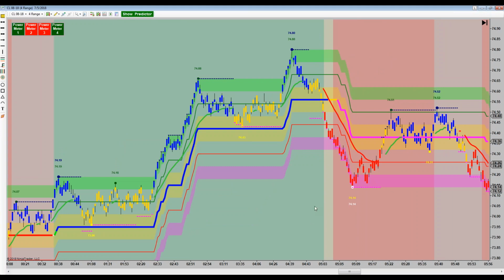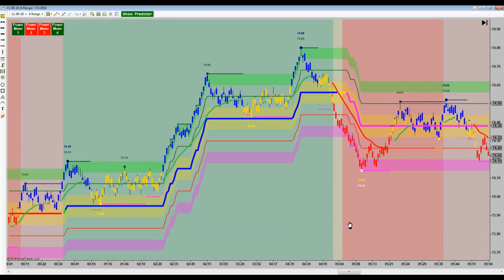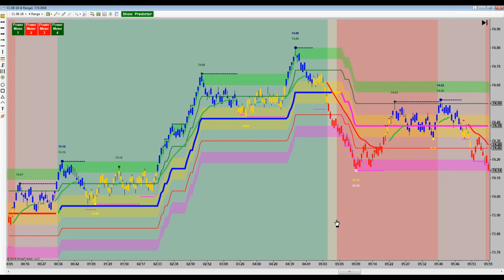Everybody see my cursor moving around? See the chart? I'm moving the chart back and forth. See it? Yes? Anybody not seeing the chart move with my cursor? Okay, looks good. All right, here we are, 5:55, room opening.